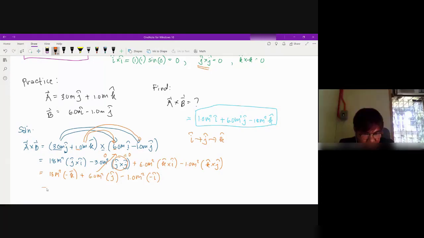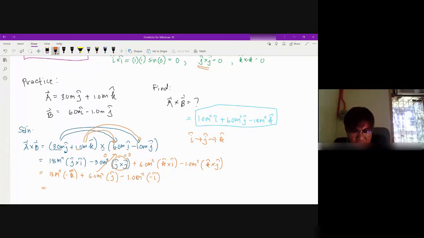So now I rewrite it. They are not the same unit vector. So this is K hat, this is J hat, this is I hat. So basically your three terms are different unit vectors, so you cannot combine them.